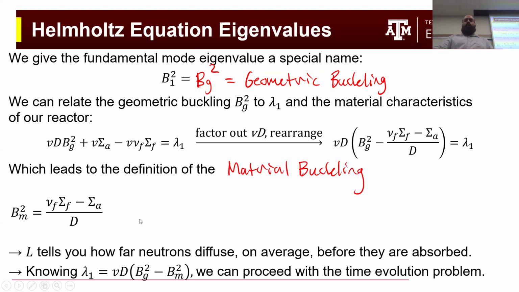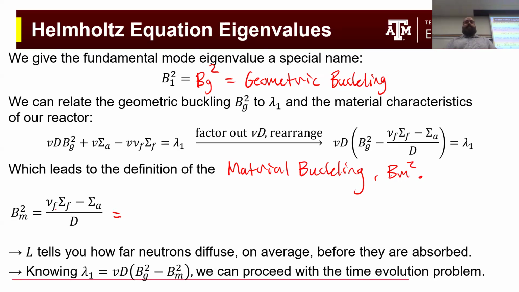And that's what we call B_m squared. The material buckling is our B_m squared. So by definition, this thing right here is the material buckling. And then we can do a little bit of algebra on the material buckling to write it in different forms.